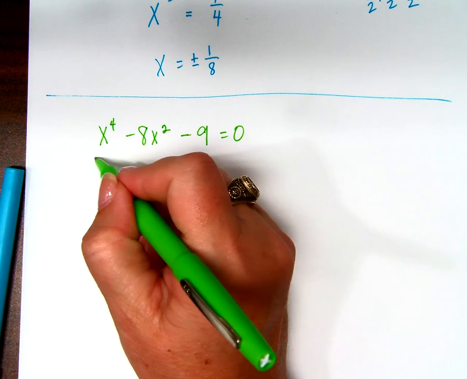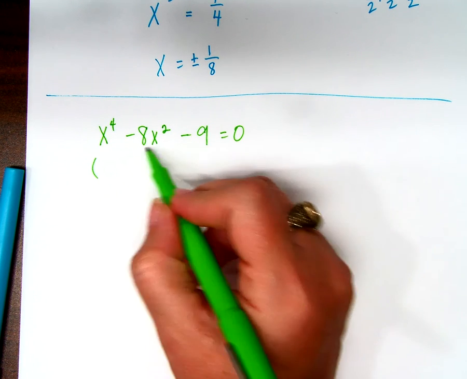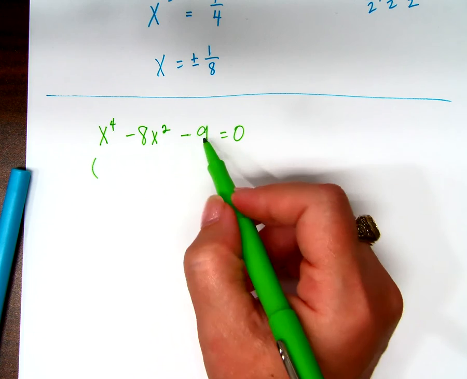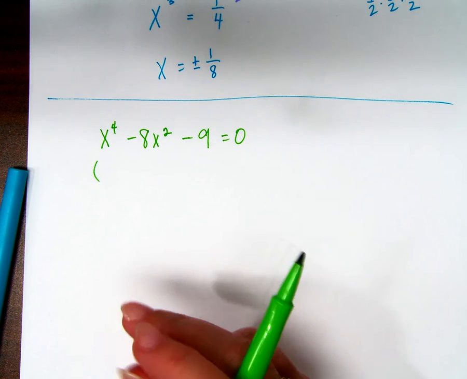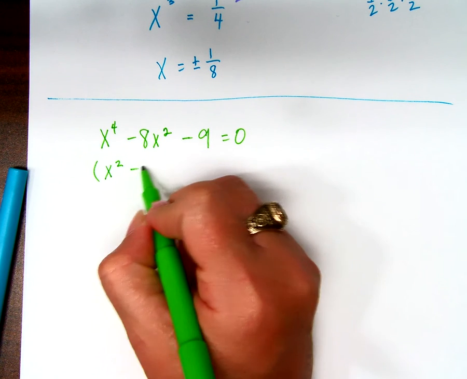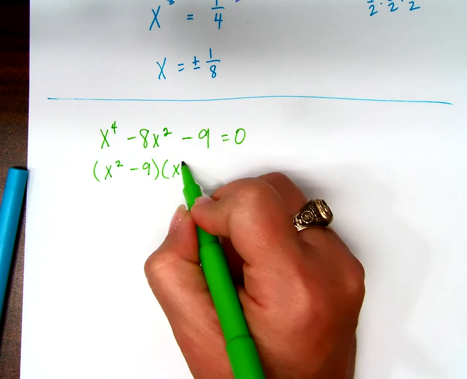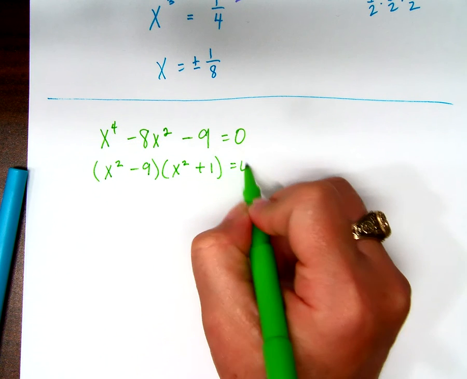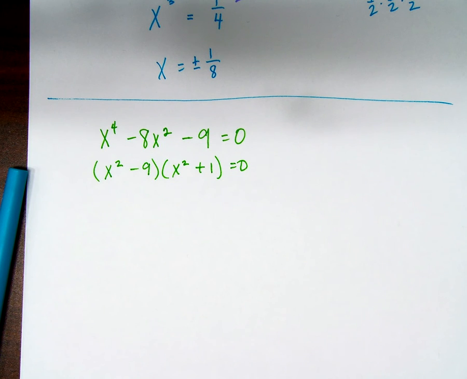Okay? What would it be? Multiplies to be negative 9 and adds to be negative 8? Negative 9 and 1. So x squared minus 9 and x squared plus 1. You okay with that?